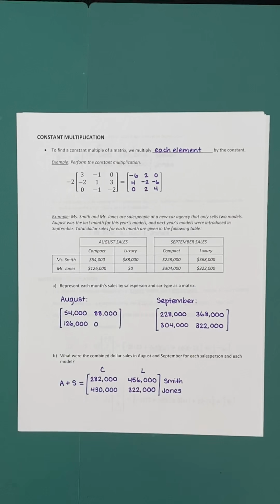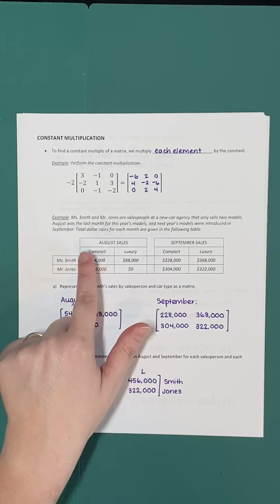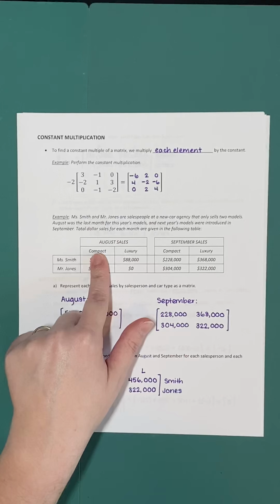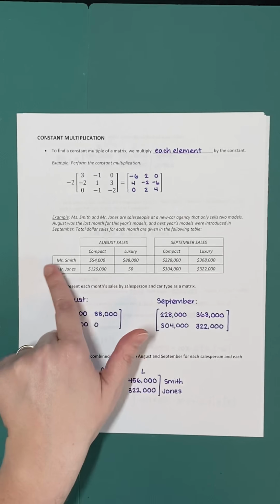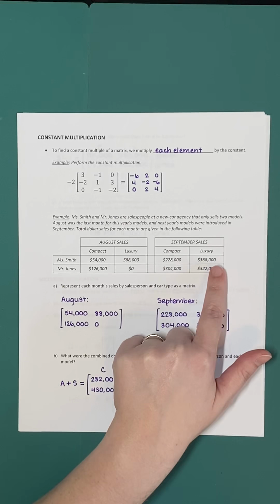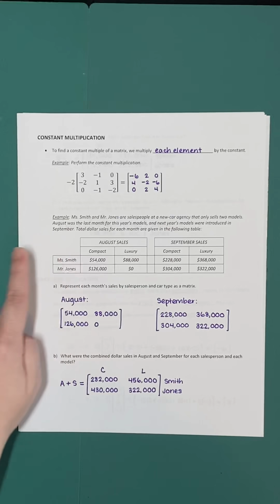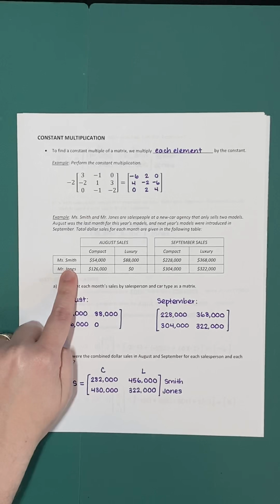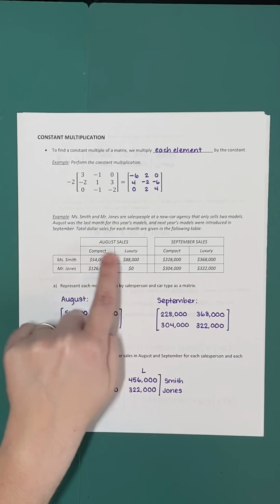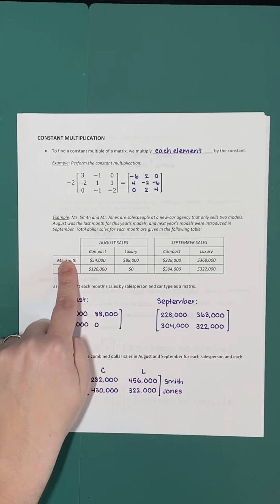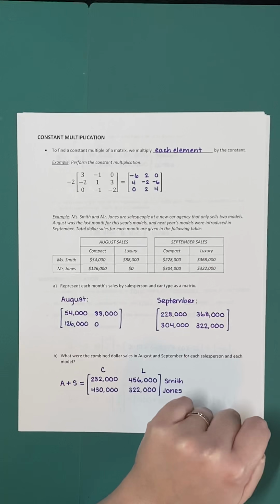So we have a table. Notice it's broken down by August sales, by September sales, and then further from there we have the compact model car and the luxury model car for each of those months. And then across the rows, we've broken it down by salesperson. So the first row represents sales for Ms. Smith, and then the second row represents sales for Mr. Jones. So Ms. Smith, compact sales and luxury sales in August, and then Ms. Smith, compact sales, luxury sales in September. So you get the idea.